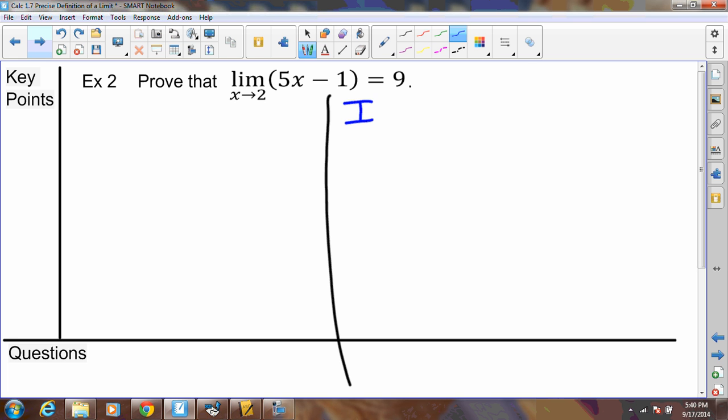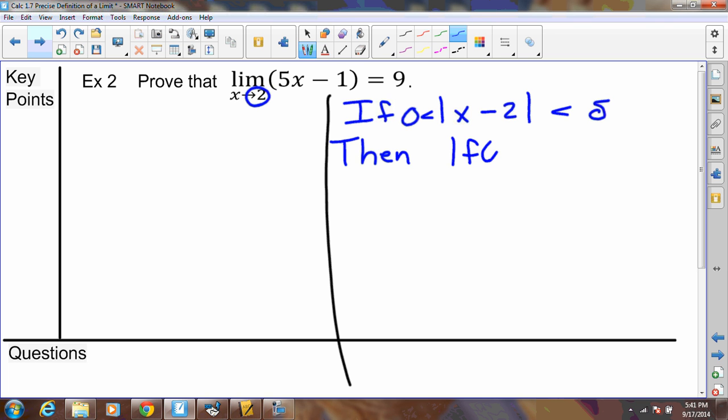If we start off by saying |x − 2|, and we're picking 2 because it's what we're approaching. If we know that this is less than delta for a positive number delta, then we need |f(x) − L|, the function minus the limit, to be less than a number epsilon.